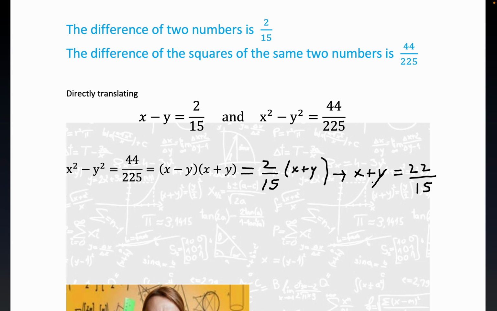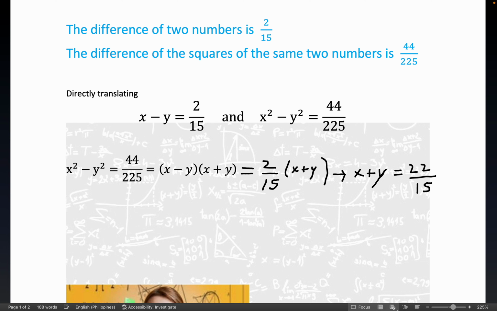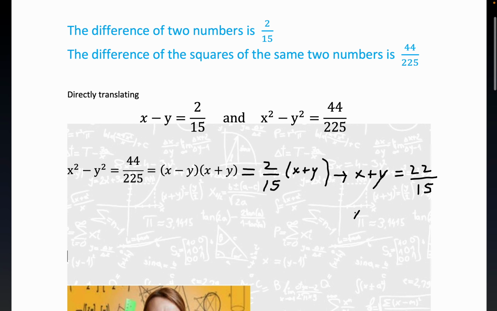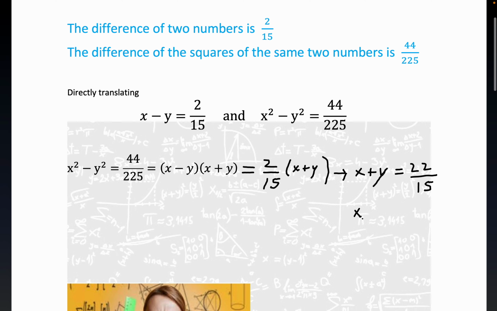Okay, now notice what do we do now? We have two unknowns in just one equation, but notice we can still reuse this guy right here. So right underneath it, I will write directly underneath, x minus y equals, what do we got, 2 over 15?